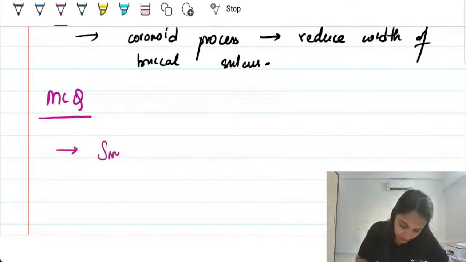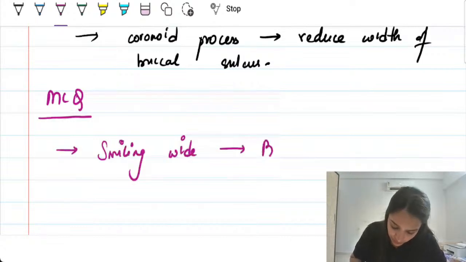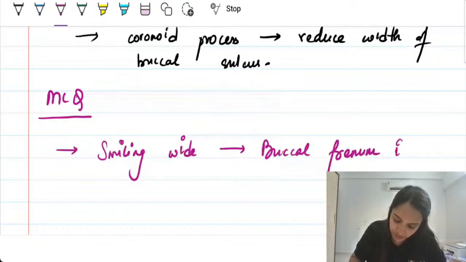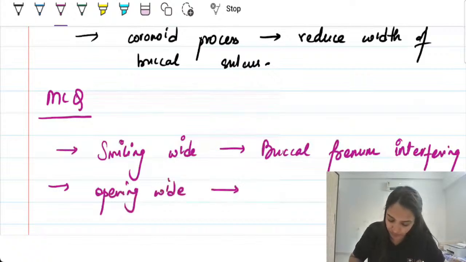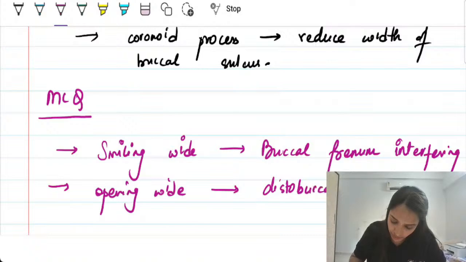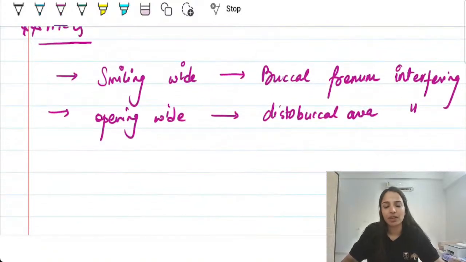When the patient is smiling wide, if the denture falls, it is because of inadequate buccal frenum relief. So, the buccal frenum is interfering. But if the patient is opening the mouth wide and it's falling, it is definitely the distobuccal area that is interfering. So, this is a very important MCQ question that you must remember from this topic.